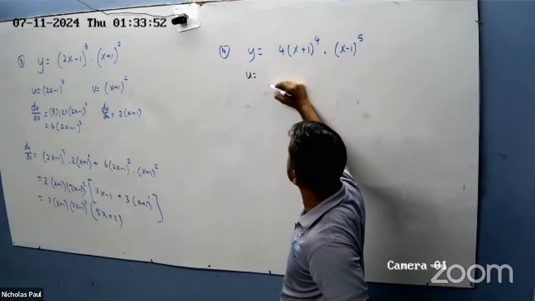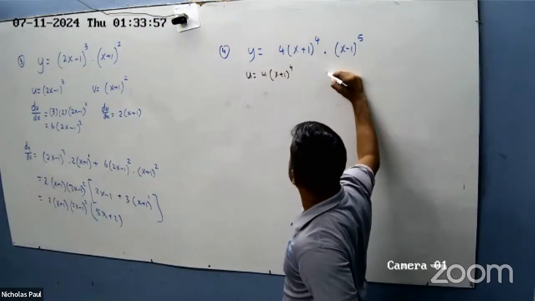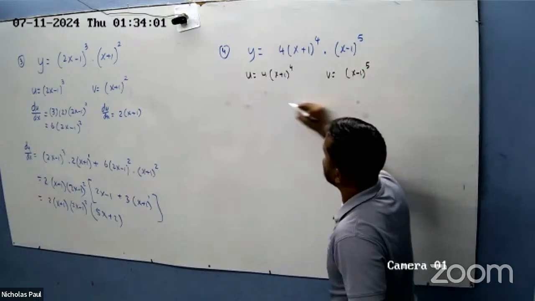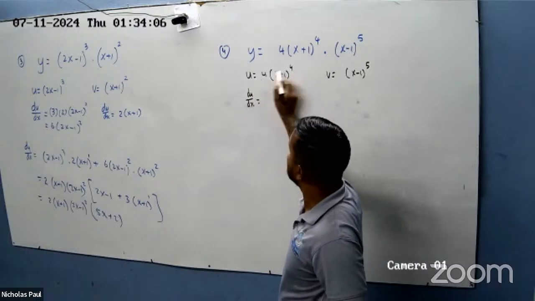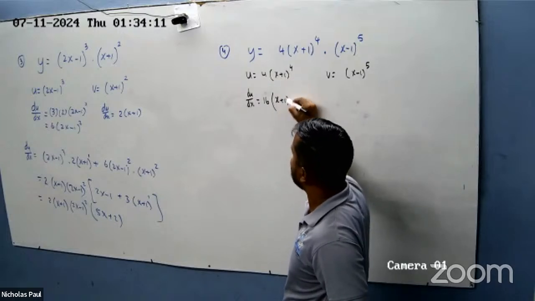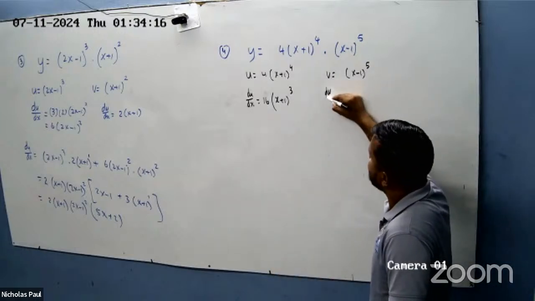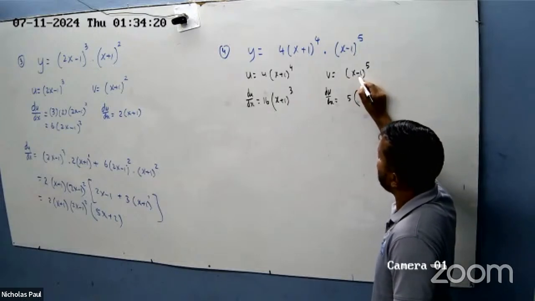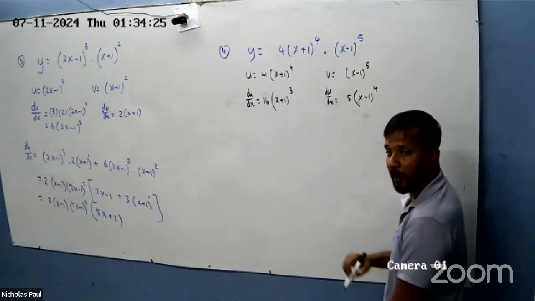So u is equal to 4 by x plus 1 to the power of 4, and v is equal to x minus 1 to the power of 5. So bring down the power: 4 by 4 is 16. Differentiate the bracket, that's 1, so you'll get x plus 1 cubed. Okay, here dv/dx, bring down the power, that's 5. Differential of x minus 1 is 1. Write back the bracket, minus 1 to the power of 4. Right? Most people have that bracket.